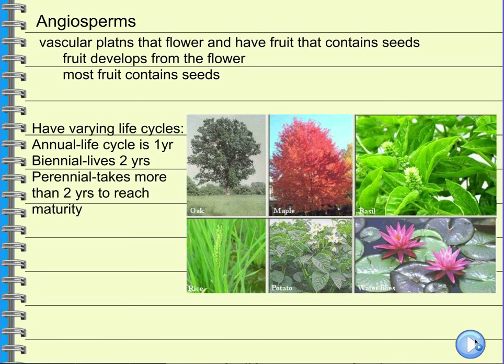Now, they have varying types of life cycles. There are 3 types of life cycles. We have an annual that only lives for a year, a biennial, which lives for about 2 years, and perennials that take more than 2 years to reach maturity. Think most of our larger plants.